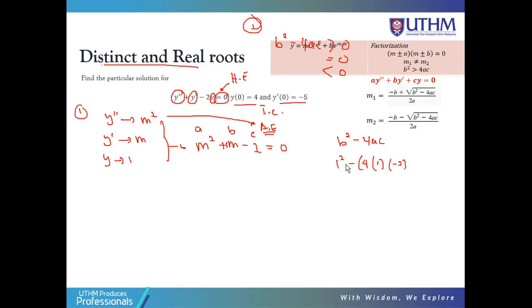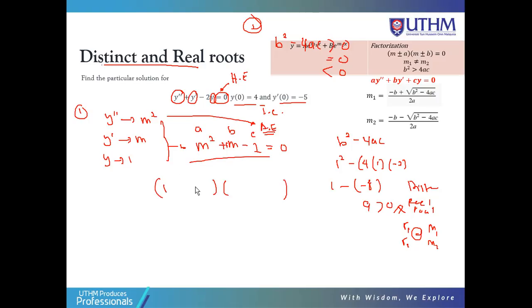When you complete this, you get 1 minus 4 times negative 2, which is 1 plus 8, so you get 9. 9 is larger than 0, that means there are distinct and real roots. So there are two roots, m1 and m2. You can find the roots by factorization.